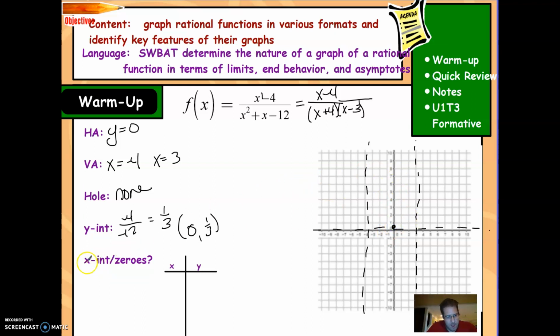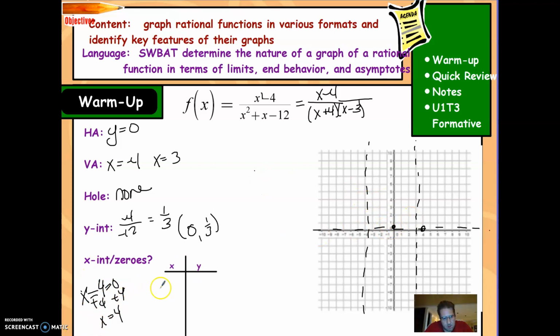All right, and x-intercepts. I can also find those by solving, so finding the roots in this case. So x minus 4 equals 0. Add 4 to both sides, which means x equals 4. So we have one intercept at (4, 0). It's x-intercepts, so it can't be x-intercept.